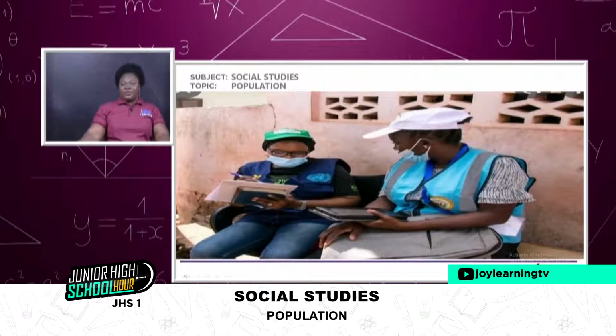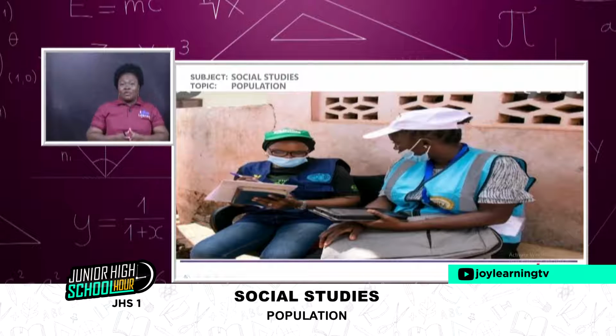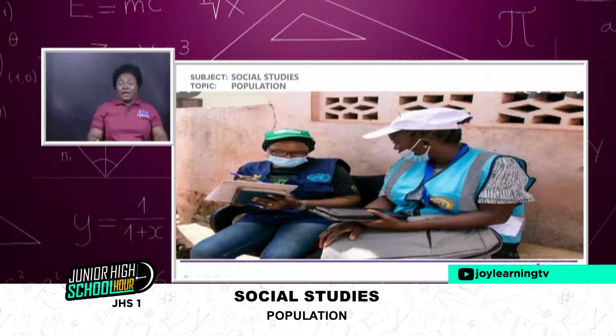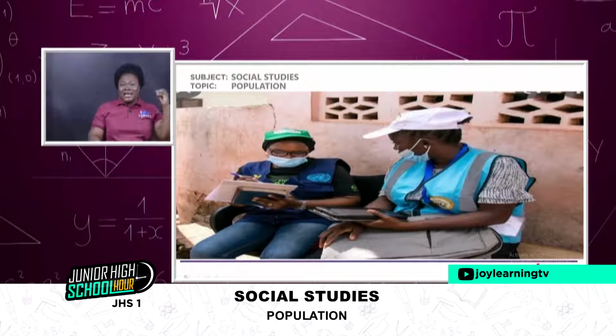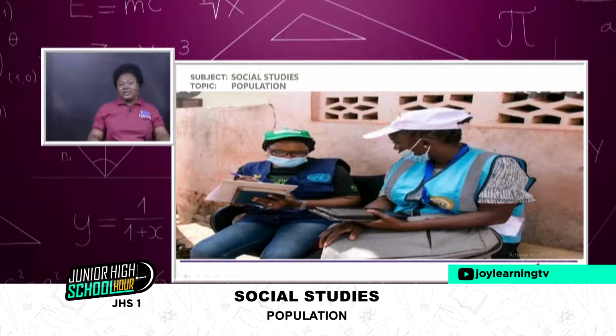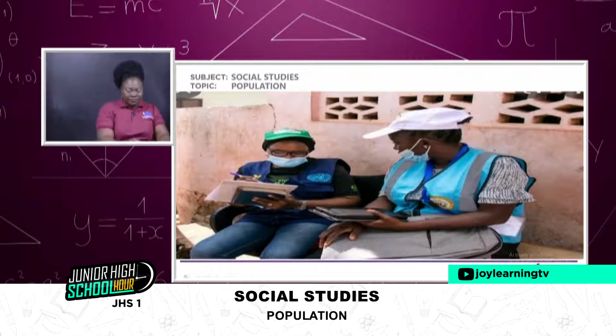Now let's look at this picture. Do you remember some people visiting your homes last year? They knocked on your doors and told you, "I'm the census officer. I'm here to count you. I'm here to enumerate you." Yes. So this is a picture of someone who was in the act of what? Enumerating the people in Ghana to get the data of the number of persons living and dead in the country.